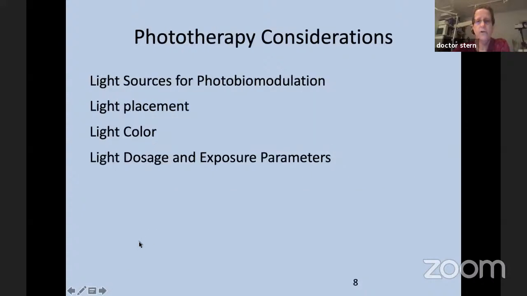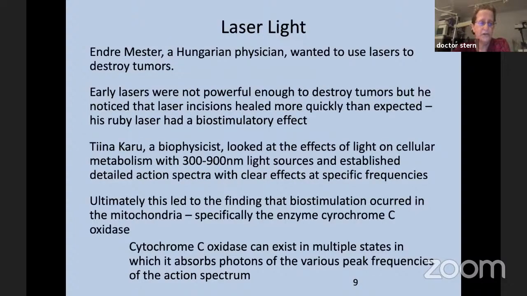So what are the important things for us to think about? Well, what are the light sources? How are we placing the light? What's the color of the light? And what's the important dosage of light and exposure to the light?